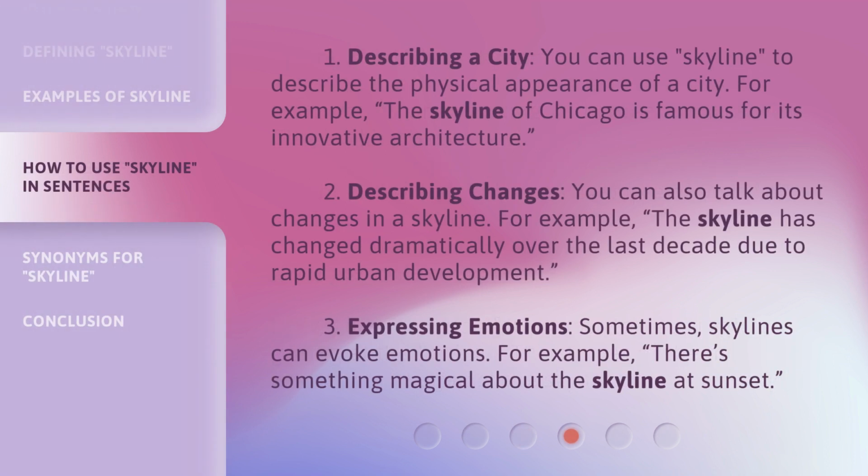1. Describing a city. You can use skyline to describe the physical appearance of a city. For example, the skyline of Chicago is famous for its innovative architecture.